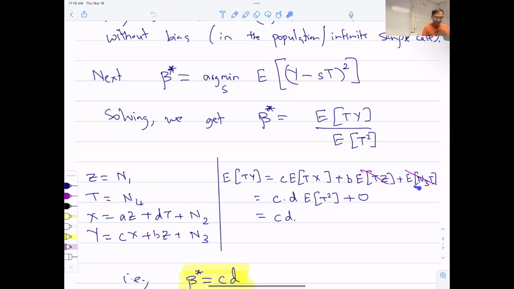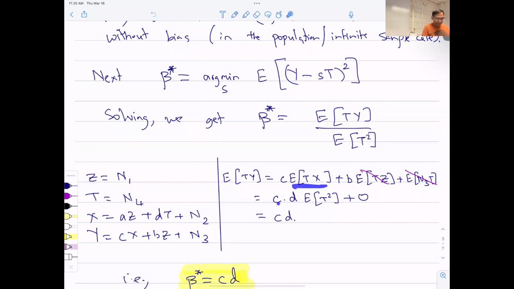Okay. Similarly, N3 times T. N3 and T are independent Gaussian. And so again, this is 0. So the only term that's left is T times X. If you now substitute T times X, this is N4. You can do the calculation. There's the only term that's left here. There's a C times.